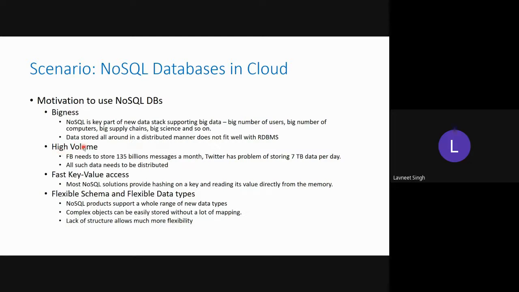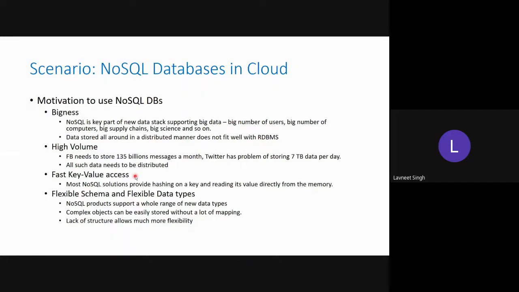So high volume data, like we talked about in bigness also. For that kind of data, NoSQL databases are more useful than RDBMS. Like Facebook needs to store 135 billion messages a month. Twitter has the problem of storing 7 terabytes of data per day. So all these things need to be distributed properly, right? It cannot be one data center, it cannot be one database. So how do you manage all that, such a high volume of data?